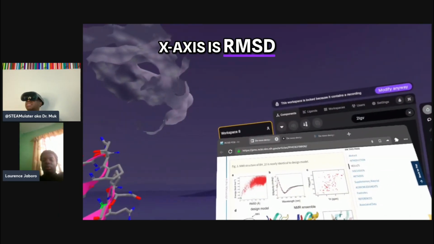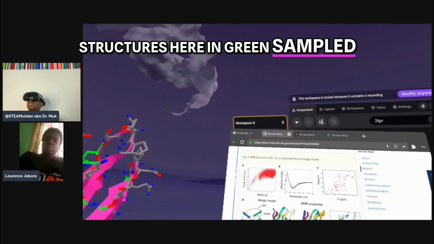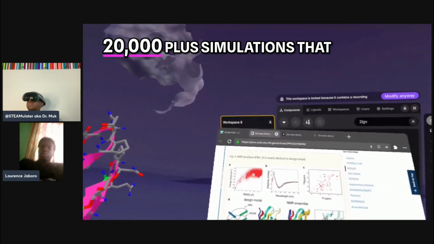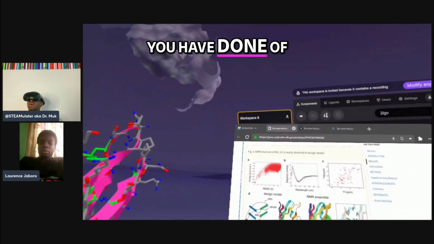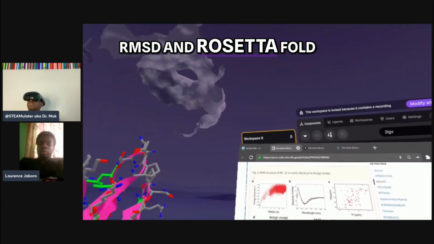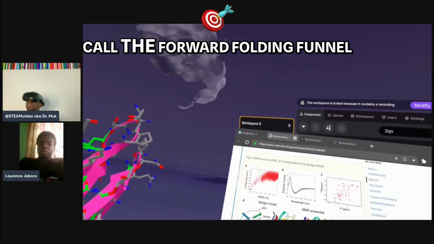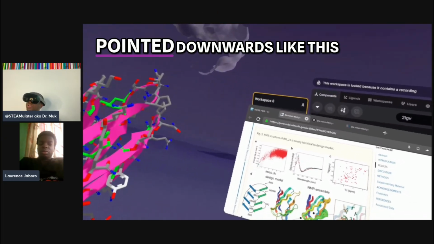The x-axis is RMSD, which is basically your structures here in green sampled, and then all the 20,000 plus simulations that you have done of the fragment assembly ranked by RMSD and Rosetta fold energy. And a successful funnel, which is what we call the forward folding funnel, is one that points downwards like this.